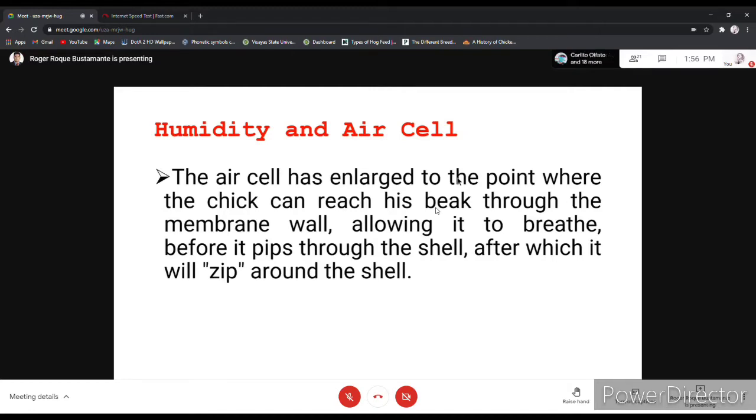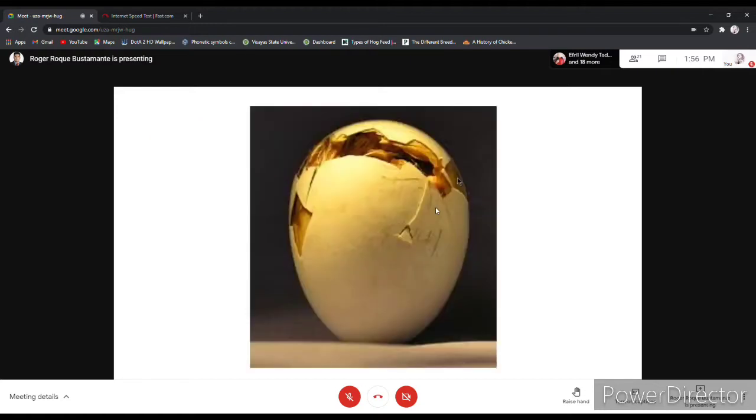So meaning to say, there is this well-balanced environment. With artificial incubation, we control the environment, unlike a chicken that is dependent on its surroundings. So this is an example of a chick in the process of peeping. So it is cracking, it has started.